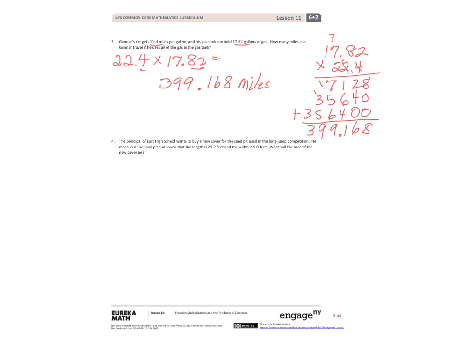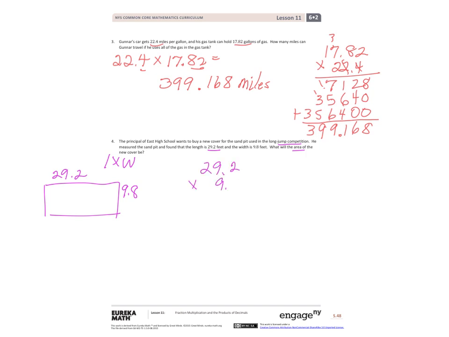Okay, the principal of East High School wants to buy a new cover for the sand pit. Okay, so they must have a track using the long jump competition. He measured the sand pit and found that the length is 29 and 2/10 feet. The width is 9 and 8/10 feet. What will the area be? Oh my gosh, this is a length times width. As soon as I read that area, so what they've just told me is that we have 29 and 2/10 and then the width is 9 and 8/10. So we're going to multiply those two.